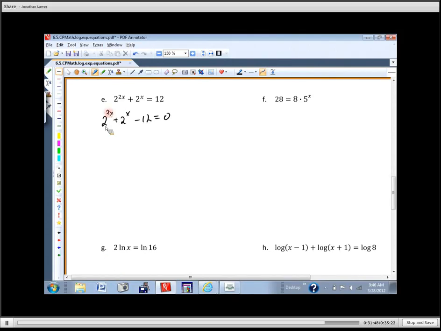Could you write this one this way? Is that the same thing? Power to a power, don't you multiply them? So I could write it like this, 2 squared to the x. Or I could put the x on the inside and the 2 on the outside. It doesn't make any difference. It's still going to be 2 to the 2x, right?